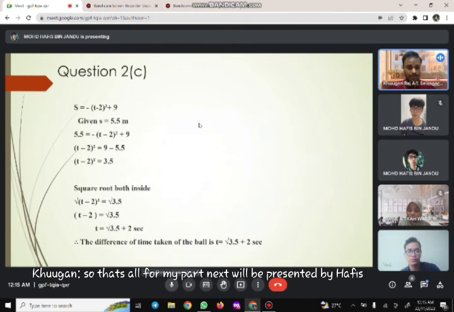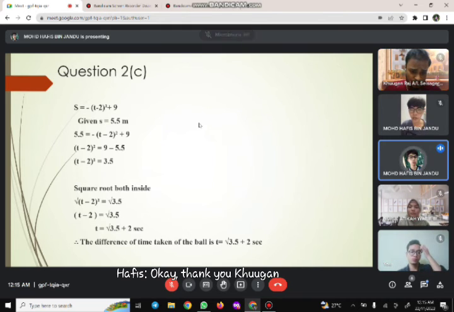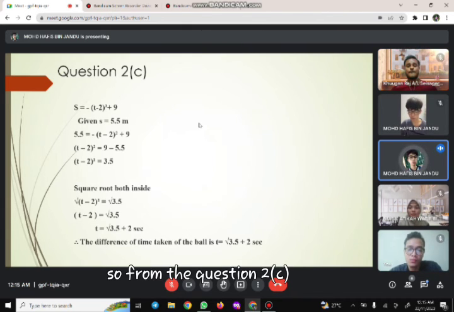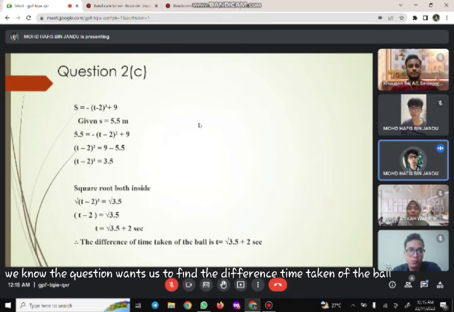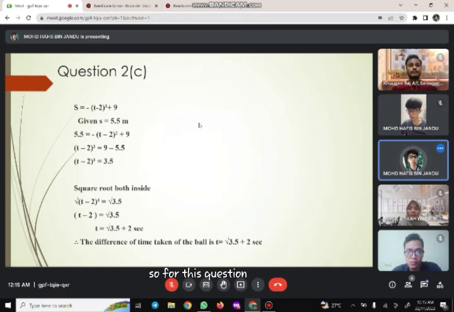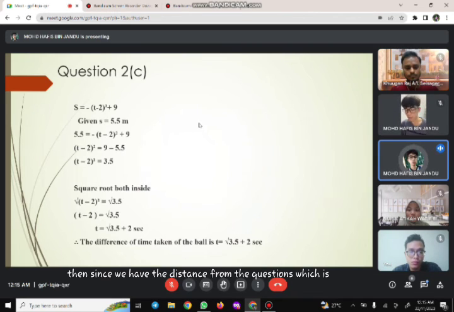Next will be presented by Hafis. Okay, thank you, Khuugan. So from question 2C, we know that the question wants to find the difference in time taken of the ball. For this question, we have to use the parabolic equation since the graph in 2B is a parabola, right? So we just use the equation from 2A, which is s equals negative bracket t minus 2 square plus 9.